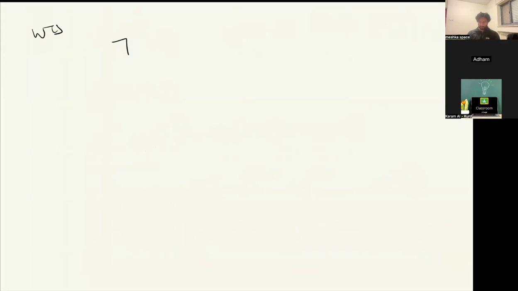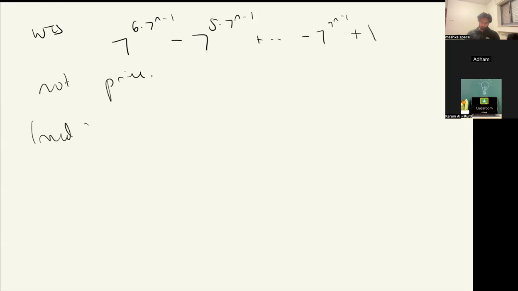Okay, so I want to show that 7 to the power of 6 times 7 to the n minus 1 minus 7 to the power of 5 times 7 to the n minus 1. Last one will be, I think it's minus. That will not be helpful because it will be congruent to 1 mod 3. Yeah, so mod 3, let's see what happens. Mod 3, can we get any factors out of this? Or can we get this to be 0 mod 3?